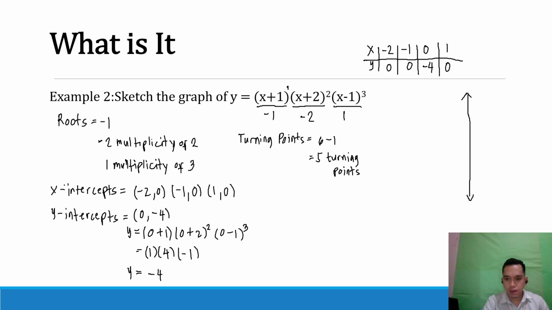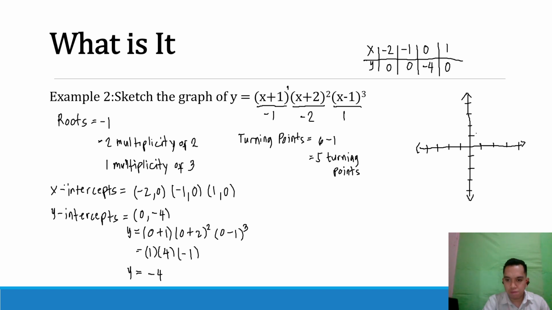Ayan. Yung aking graph, paliko-liko din eh. Okay, so, we have here a 1, 2, 3, at saka 4. Then, 1, 2, 3, and 4. Positive 1, 2, 3, at saka 4. Then, negative 1, negative 2, negative 3, negative 4.